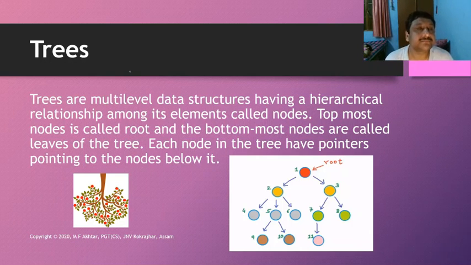See, trees are multi-level data structures having a hierarchical relationship among their elements called nodes. What is the term hierarchical? Hierarchical means there is a relationship between one element and another element. For example, a parent, father or mother, has a child, and the child has their parent at a higher level. That's why it is known as hierarchical.